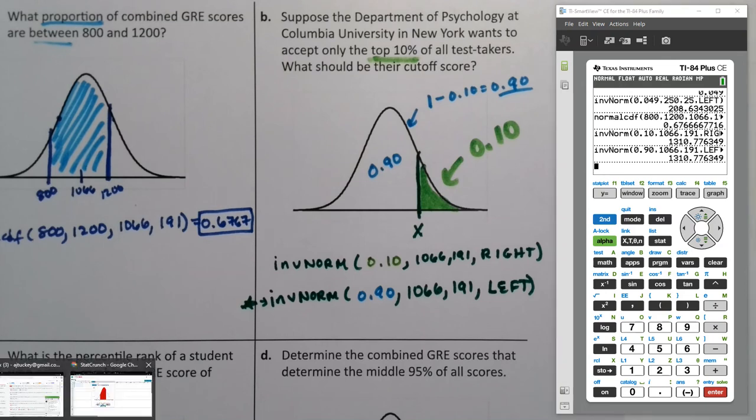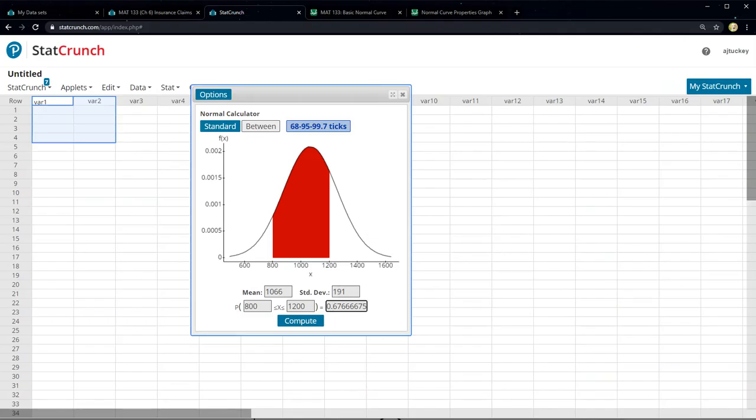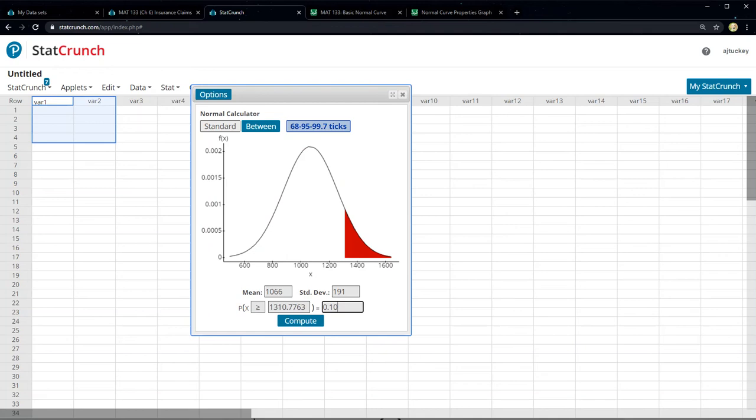In StatCrunch, the tricky bit is you have to choose, it's not a between anymore, so you click standard, and then it's your choice. If you want to do less than, do less than. If you want to do greater than, do greater than. So if I want greater than and say 0.10, enter. There we go. You put the area over here, and it'll give you the x value. If I want less than and say 0.90, enter. There you have it. Either way will work.